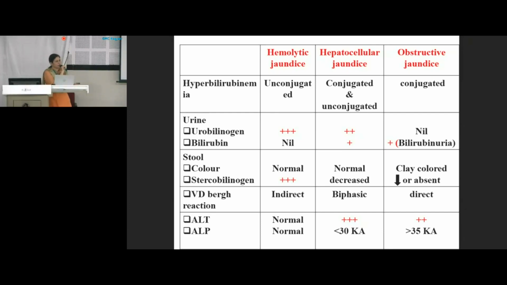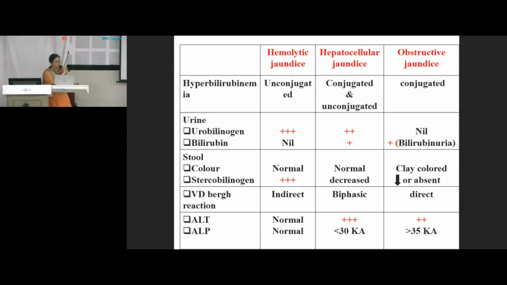The conjugated bilirubin will not be secreted into the intestine, so there will be no formation of urobilinogen and no formation of stercobilinogen. The characteristic feature of obstructive jaundice is presence of bile salts and bilirubin pigment in the urine. Then Van den Bergh's test: in hemolytic jaundice, it is indirect positive. In hepatocellular jaundice, it is said to be biphasic. And in obstructive jaundice, it is direct.